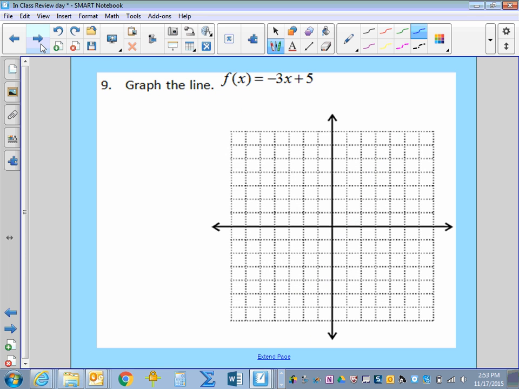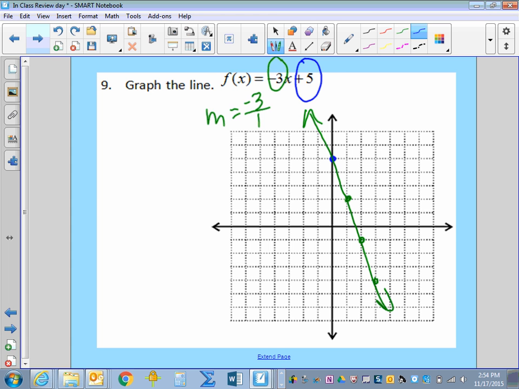Alright. Next. It's already in y equals mx plus b. What's my y-intercept? 5. My y-intercept is the number on the end. So I go up 1, 2, 3, 4, 5. And my slope is negative 3 over 1, so I go down 3, to the right 1. Down 3, to the right 1. Connect those.